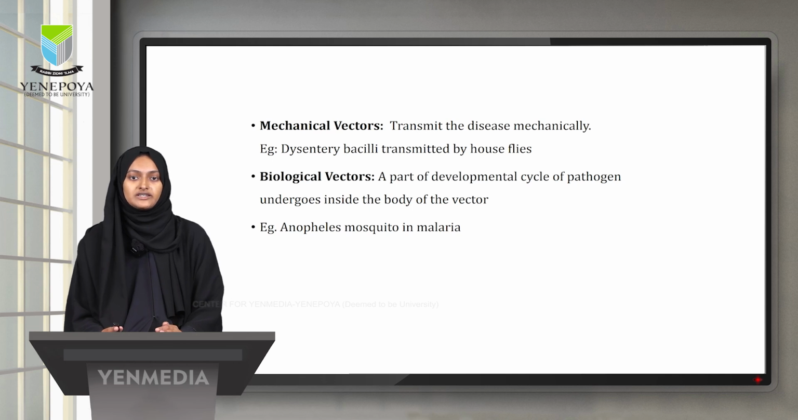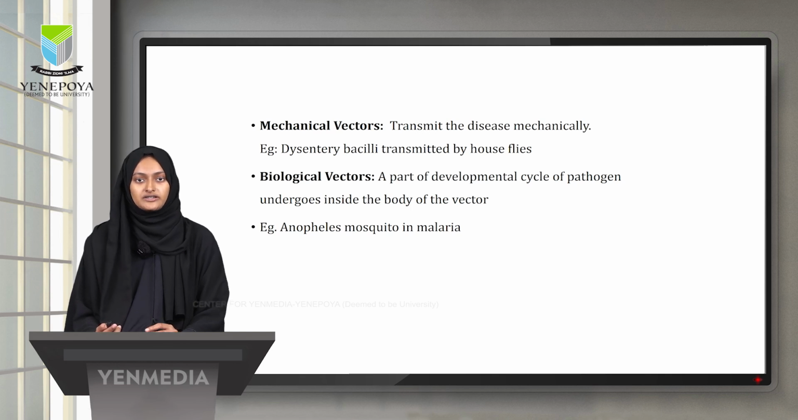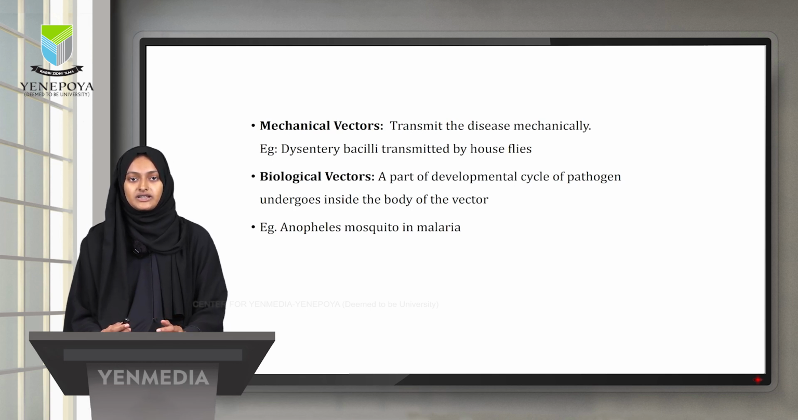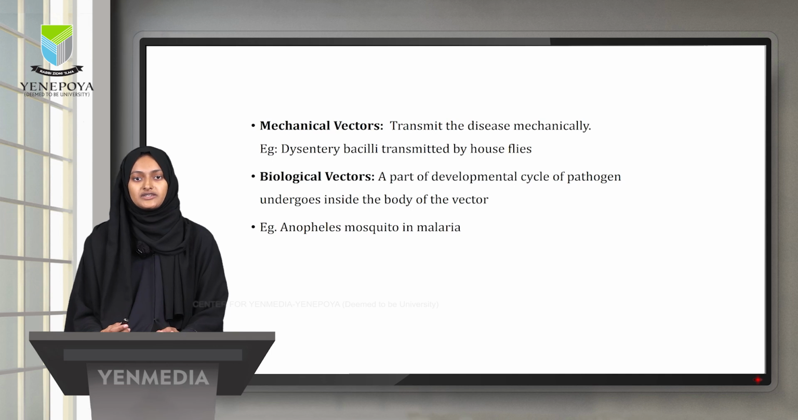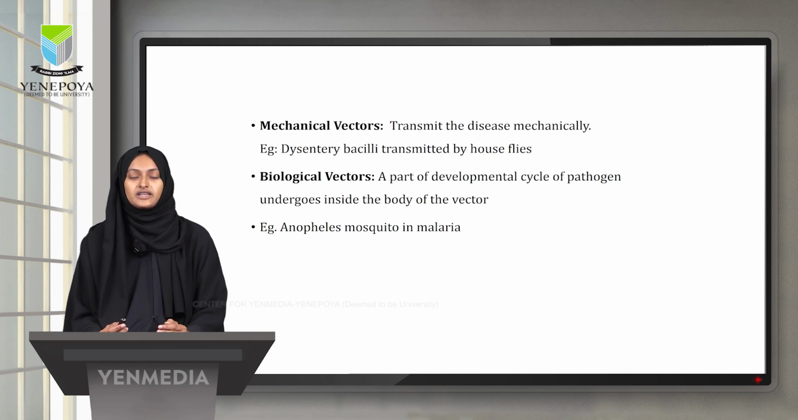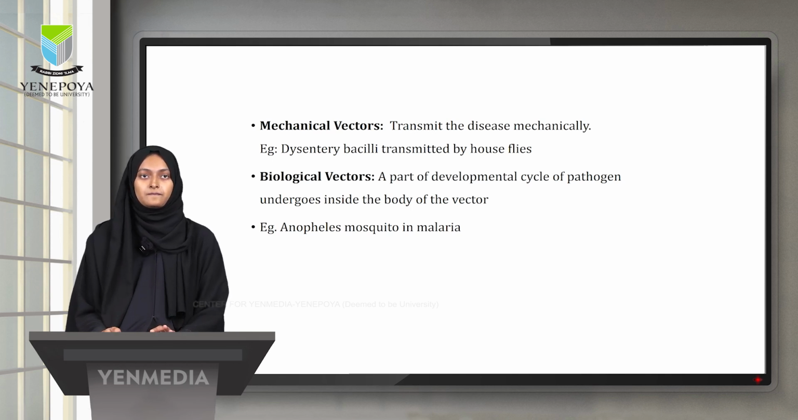Biological vectors, here a part of the developmental cycle of the pathogen undergoes inside the body of the vector. For example, the Plasmodium parasite has two life cycles or phases, that is the sexual phase and the asexual phase. The sexual phase takes place in the Anopheles mosquito in case of malaria.